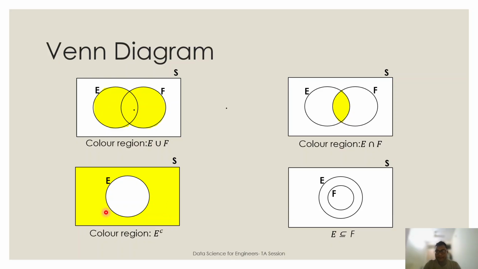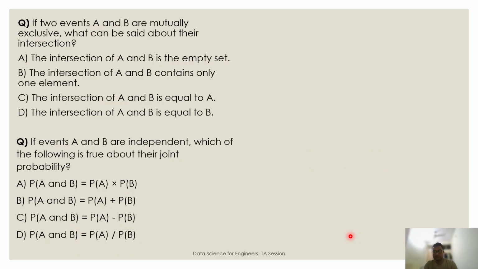Moving towards the next, this is the subset: F is a subset of event E. Means within E there is F. That's why F is the subset, and this is the subset sign given over here. So that is basically a Venn diagram, and that's how probability and all these things work.